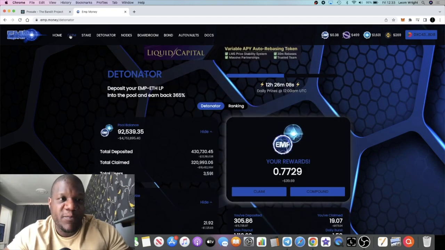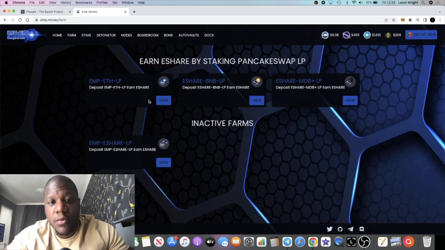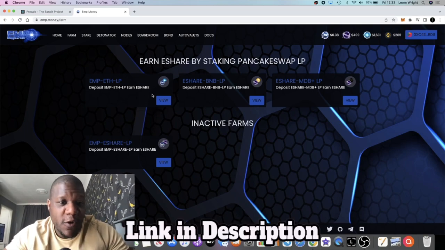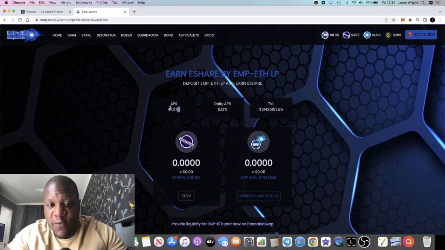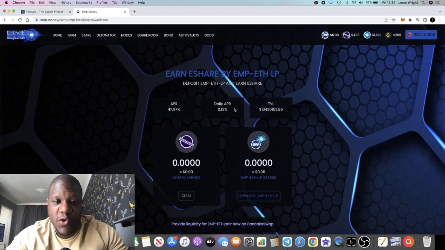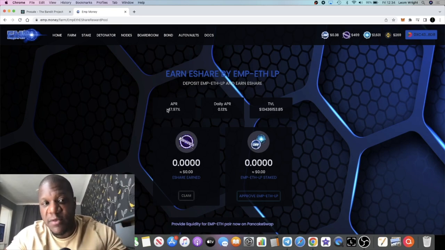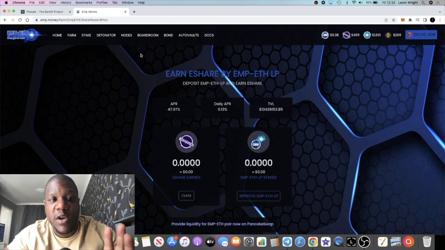Or you can leave your LP tokens in a pair, and you can come over to the farms. And you can stake your EMP-ETH LP tokens, which you've got from the detonator, into this farm right here, and earn 47.97% APR, a daily APR of 0.13%. It's not like 1% a day, 365% or anything like that, but it's just additional yield on top of your yield, right, guys?